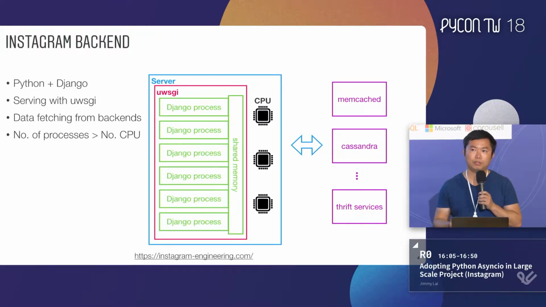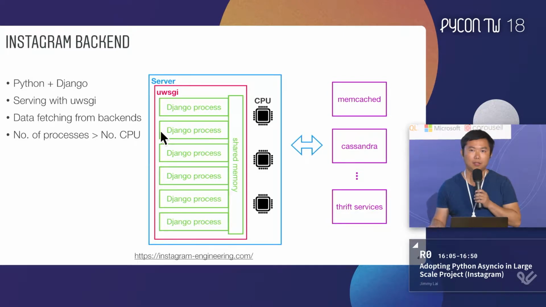When we serve a request, we need to fetch a lot of data from different backends. We use memcache, Cassandra, and many different Thrift services to fetch the data, do the ranking for our media, etc. Before we started using async, all the I/O was in blocking mode, because in a Python Django application the I/O is blocking. That means when the process is waiting for I/O, the CPU will be idle.